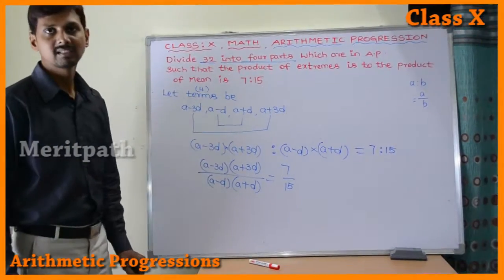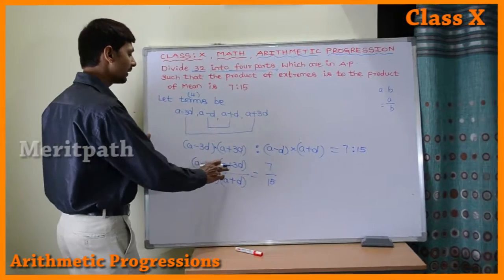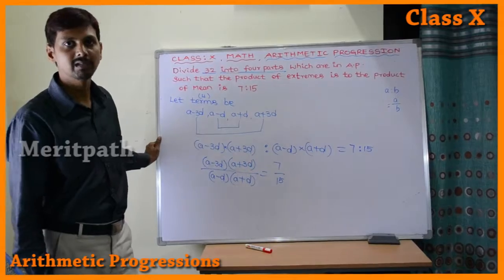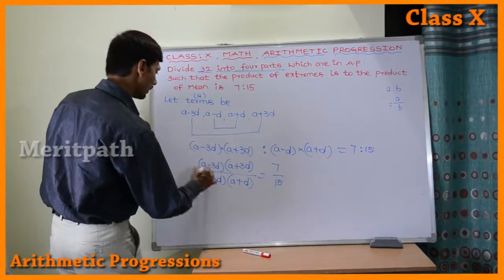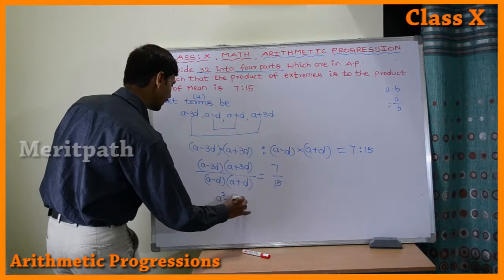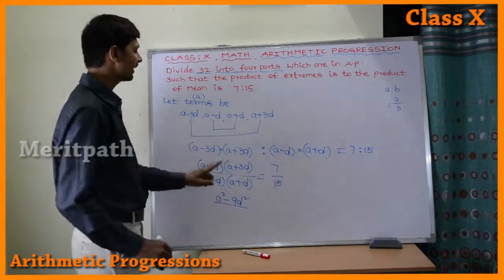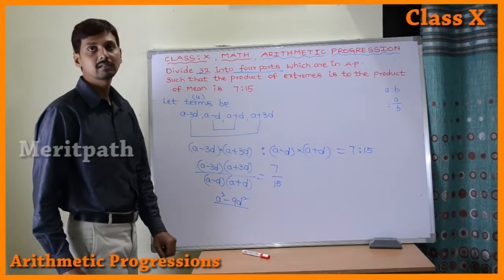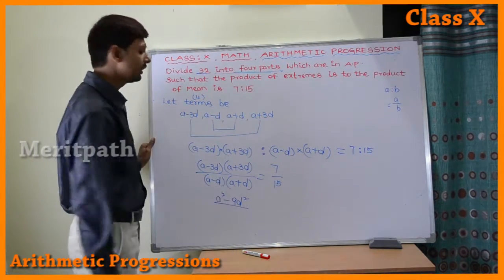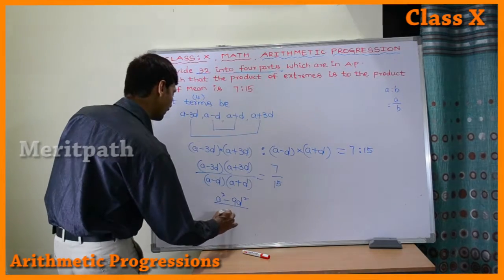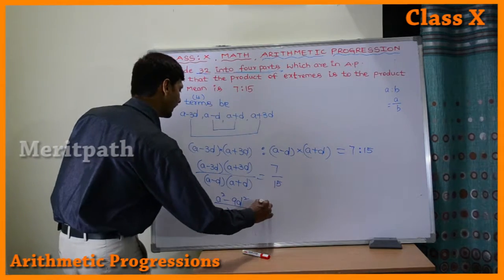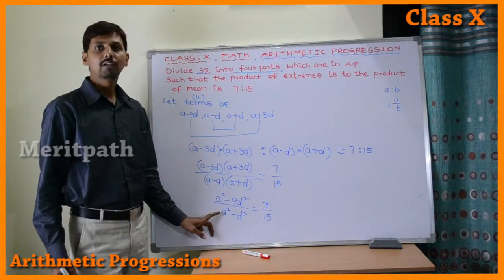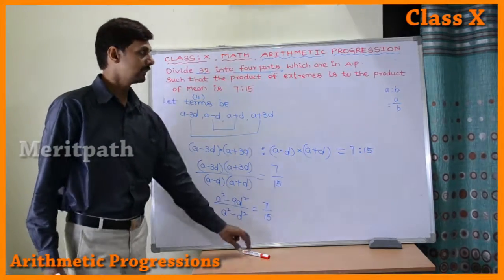So let us simplify this part. a minus 3d into a plus 3d is in the form of a minus b into a plus b, which gives a square minus b square, that is a square minus 9d square, divided by a minus d into a plus d, that is a square minus d square, equals 7 by 15. So to find the values of a and d, let us simplify this part.